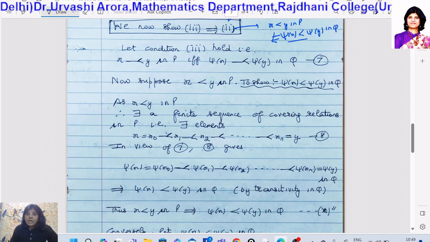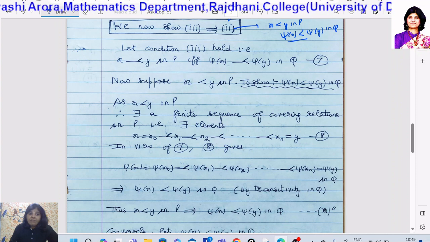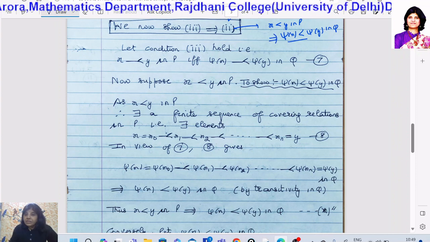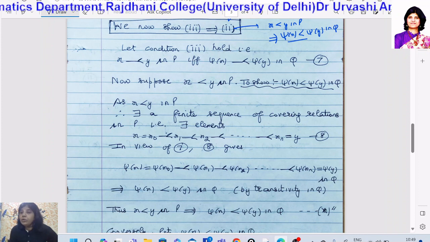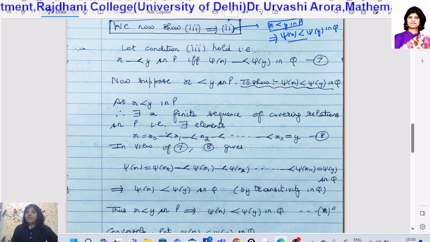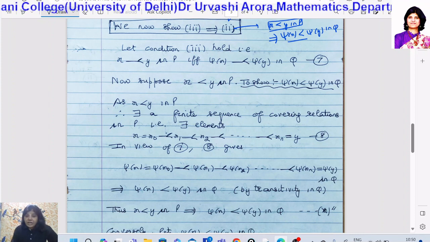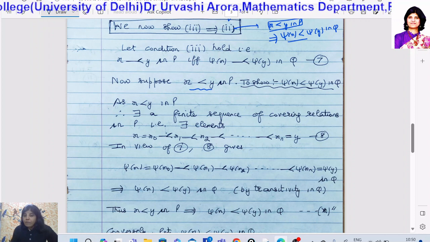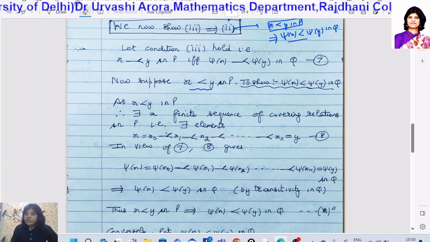So let me firstly prove this particular part, that if the elements x and y are strictly related in P, I have to show that psi x is strictly related to psi y in Q. So let me suppose firstly that x is strictly related to y in P. So let x be strictly related to y in P. What you have to show is that psi x is strictly related to psi y in Q. This is what you have to show.